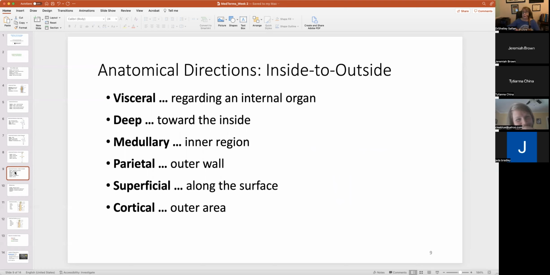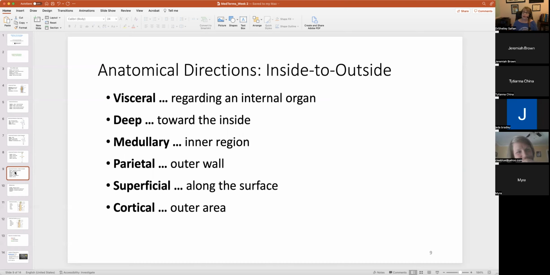So we have top to bottom, we have right side, left side. Now we have inside, outside. Visceral refers to an internal organ. So if there is a procedure that is going to involve attention to a visceral portion of the body, that means they're going in.